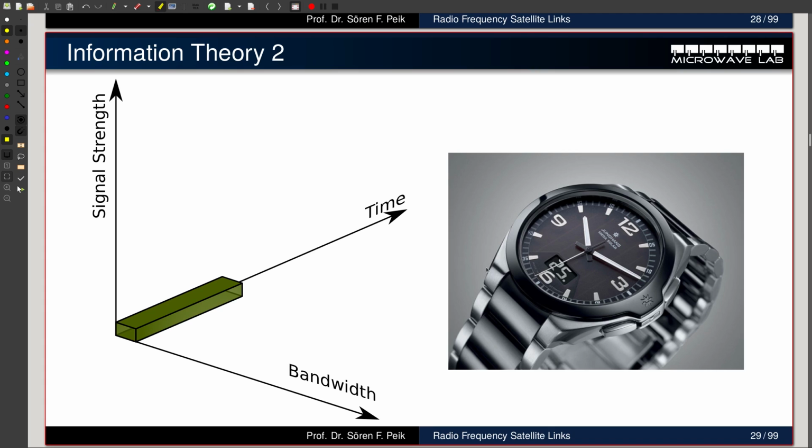And the signal that this watch receives is extremely small. It's in the order of femtowatts. So how could this possibly work? Well, it works because you have a lot of time and I need only very little information to transmit. I only need to transmit the time, the date, and if it's daylight saving time or not. That's all that's transmitted. And since it's only a little data, you need only a small bandwidth.